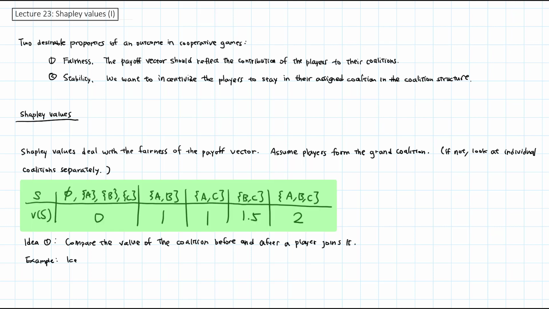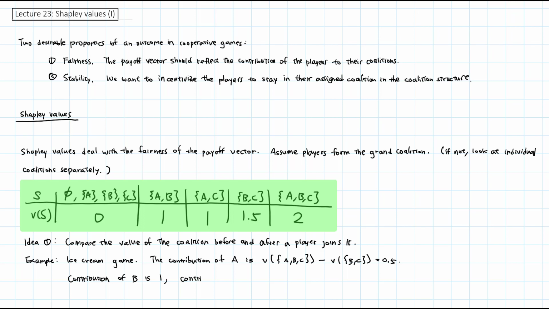So for example, in the ice cream game, the contribution of A is the value of the grand coalition, ABC, minus the value of BC, and that is 0.5. Doing the same calculations, we get the contribution of B is 1 and the contribution of C is 1. These are the contributions of each player to the grand coalition. And now here is a question. Can a payoff vector take these values?